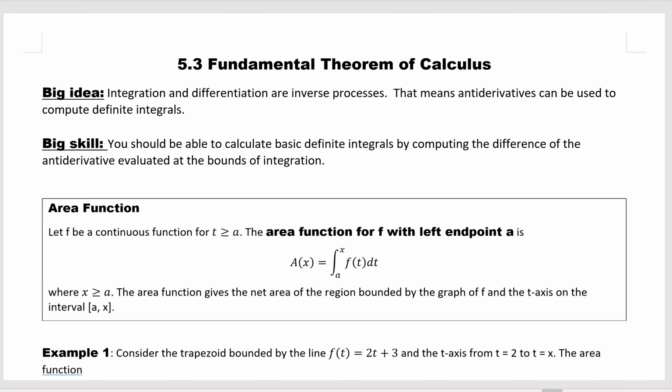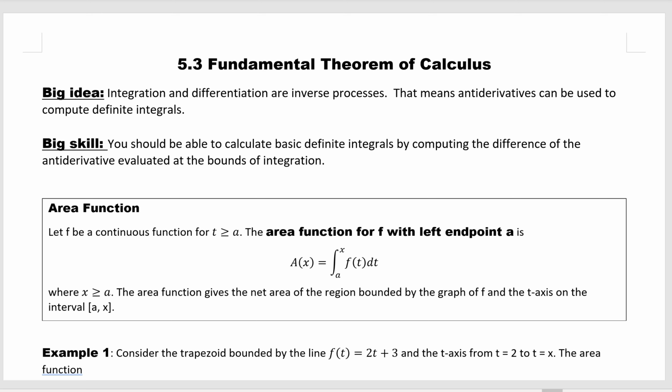Hi everyone. Today let's start section 5.3, the fundamental theorem of calculus. Big idea: integration and differentiation are inverse processes. That means antiderivatives can be used to compute definite integrals. Big skills: you should be able to calculate basic definite integrals by computing the difference of the antiderivative evaluated at the bounds of the integration.